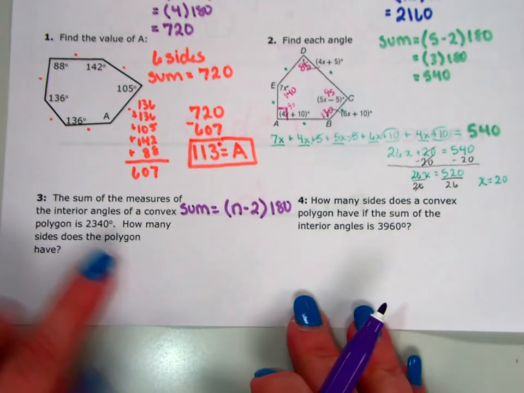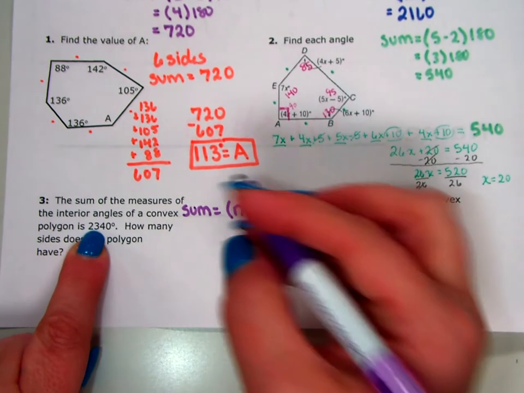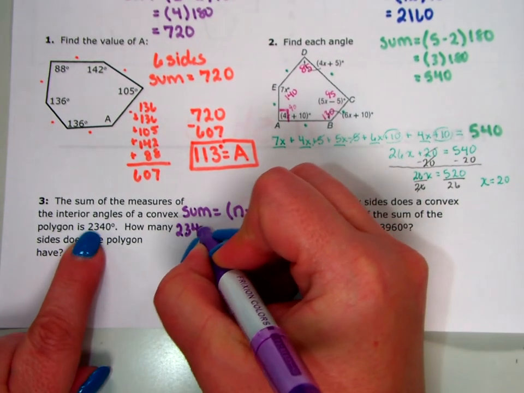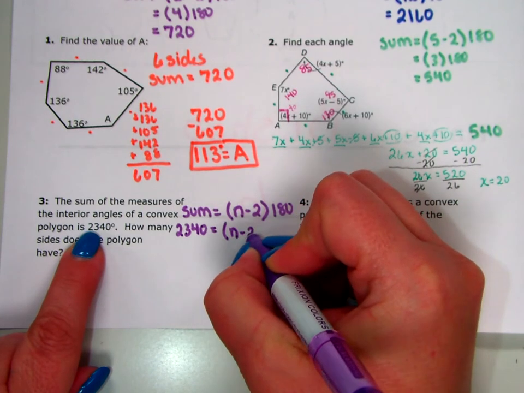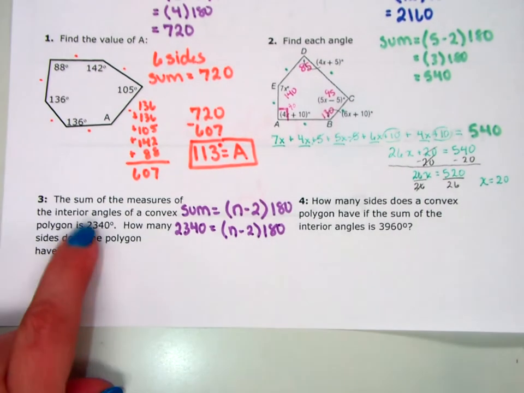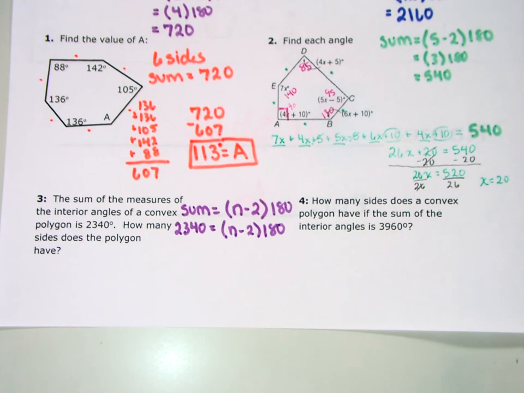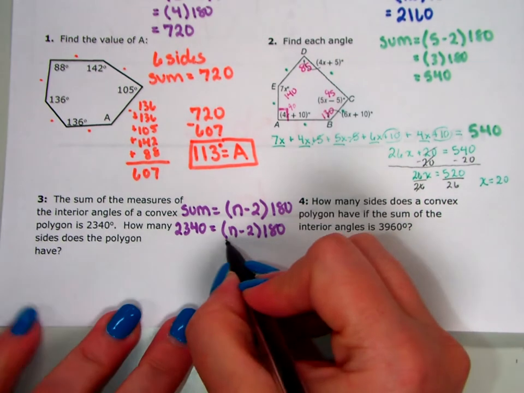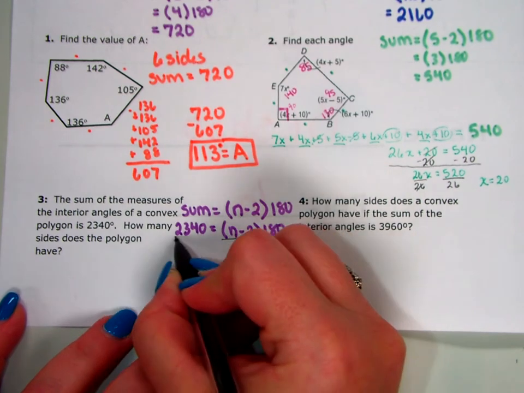All right, what's my sum here? My sum is 2340. So 2340 equals n minus 2 times 180. So here I have two options. I can distribute that 180 in and deal with the 360, some big numbers. Or if I'm multiplying by 180, what's the opposite of multiplying by 180? Dividing. So I'm just going to get rid of that 180 right off the bat. I'm going to divide by it on both sides.